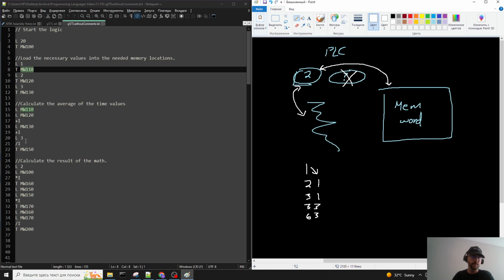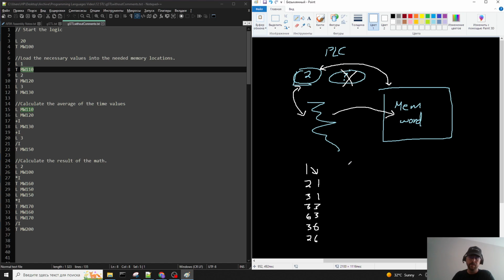Then we're going to load 3. The reason to do that is this 3 here represents the number of entries, and in both cases I hard-coded it, but it would obviously be better to use a counter in both cases. I just hard-coded it. And then that moves the 6 over here. Then the divide instruction divides the 6 by the 3 and puts the result here. So we have 2, and then we have 6. And then we're transferring that into memory word 150. So we're going to put that into the memory that represents the average time value.